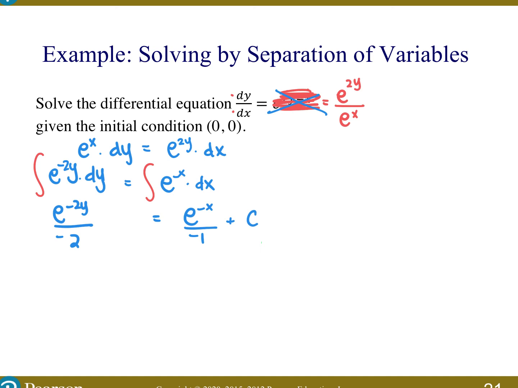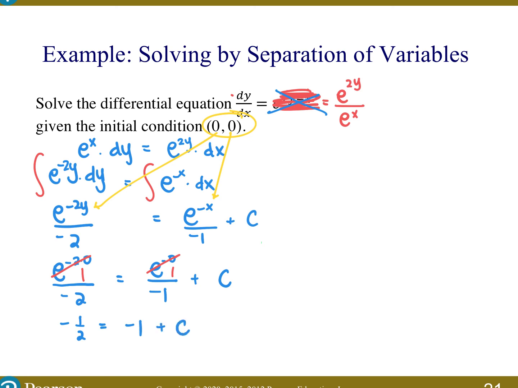All right, so 0, 0 is my initial condition, and I'm going to plug those in for x and y. So I'm going to get e to the -2 times 0 over -2 equals e to the -0 over -1 plus c. And remember that e to the 0 is just 1. So that's 1, and this is 1. So what do we have? We have -1/2 equals -1 plus c. So add 1 to both sides, and c turns out to be half.